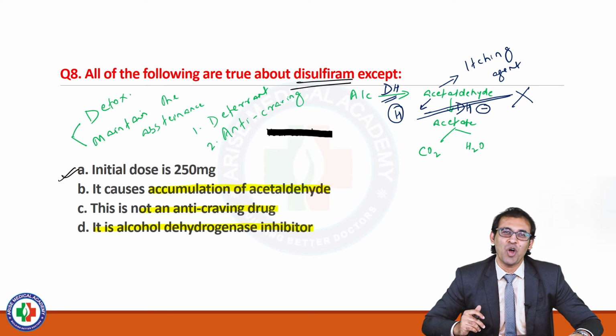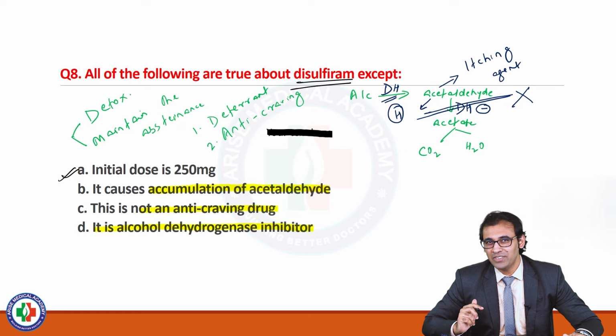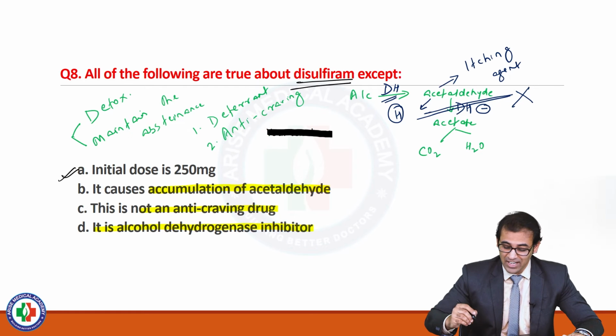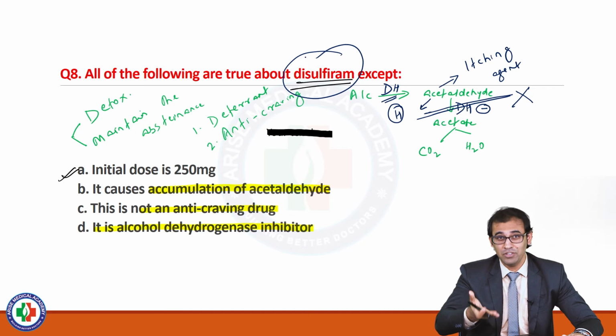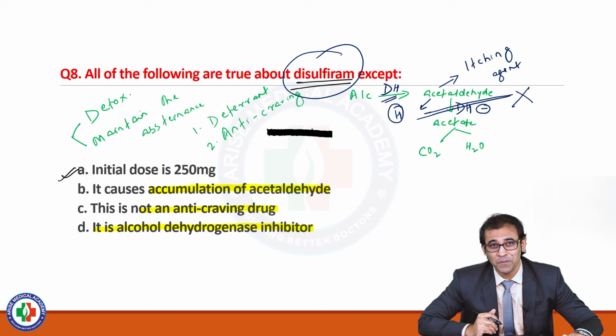He can go into shock. This is called as what? So what was the name of that drug? That drug was a deterrent agent. That was disulfiram. This is called as the disulfiram-like reaction, right?